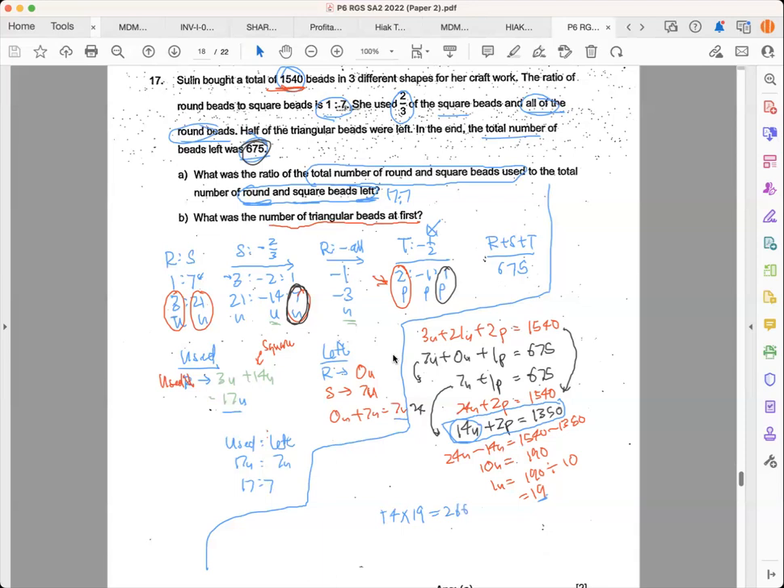And if I take 1350 minus away 14 units, which is 266, I'll get 2p. So 2p is 1350 minus 266. I'll get 1084. And that's the answer. That is 2p, which is the triangle at first. 1084.